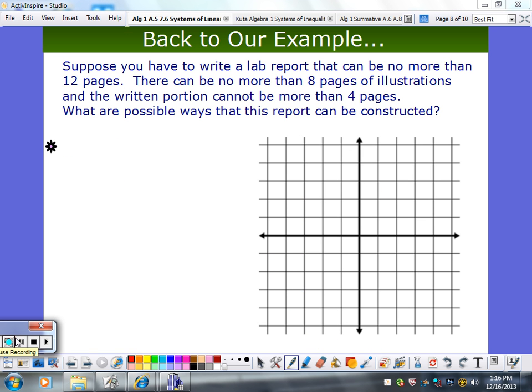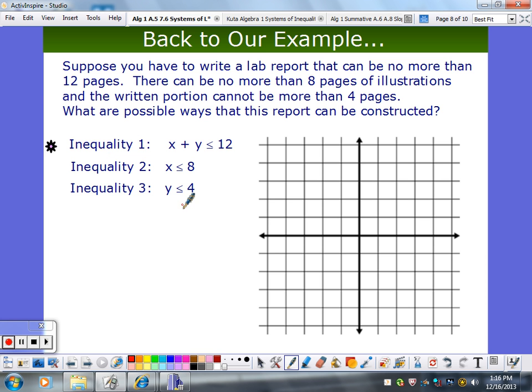Okay, so when we started, we had to do the lab report. It can't be more than 12 pages, no more than 8 pages of illustrations, and no more than 4 written pages. So these are our inequalities. Let's see if we can graph this. This one I have to put into mx plus b form. So y less than or equal to negative x plus 12.